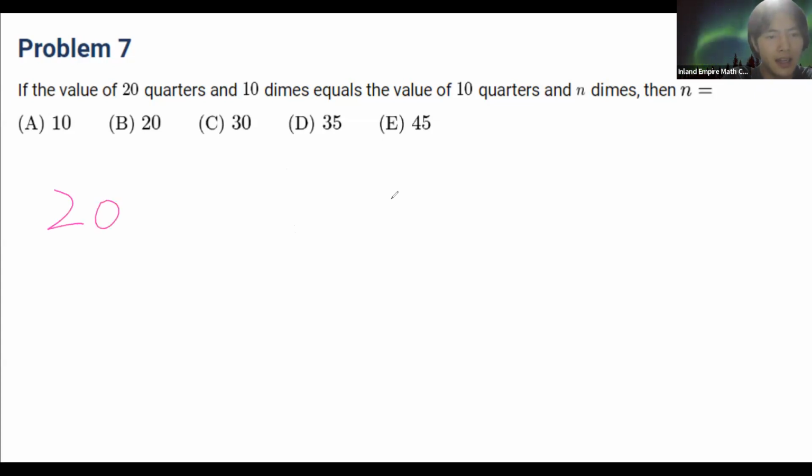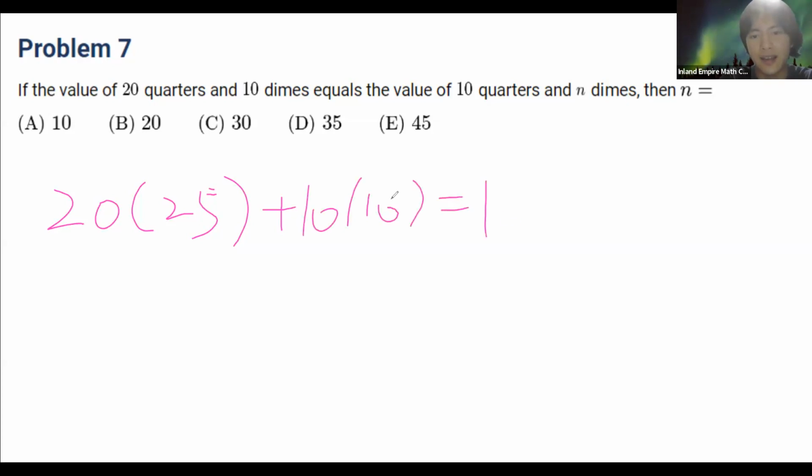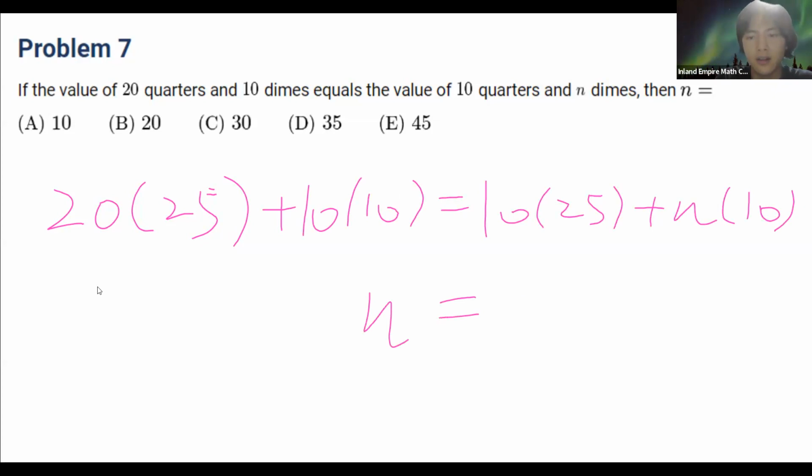So you would have 20 times 25 for 25 cents, right? Because a quarter is 25 cents, plus 10 times 10. And they say it's equal to 10 times 25. I'm running out of space here. Plus n times 10, right? So if you solve this equation, you would get that n equals 35.